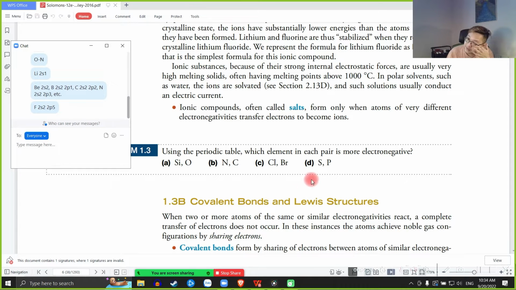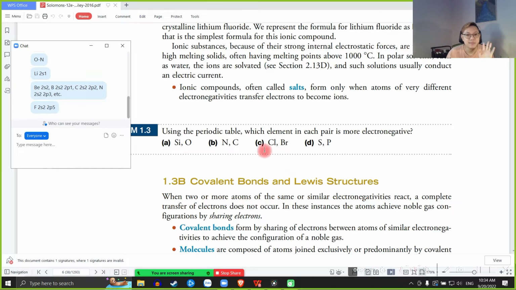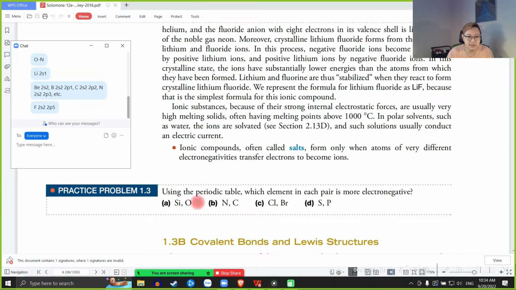Do you have the periodic table with you? Yeah, I have it right now. Okay, please do problem 1.3 here. Practice problem 1.3: using the periodic table, which element in each pair is more electronegative? Okay, silicon, how much is that? Group 4? 1.8, right? And oxygen is group 6, 3.5. Good, so what kind of bonding is this?